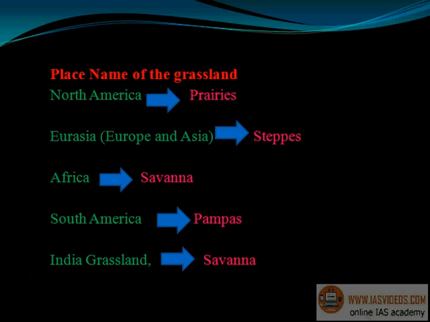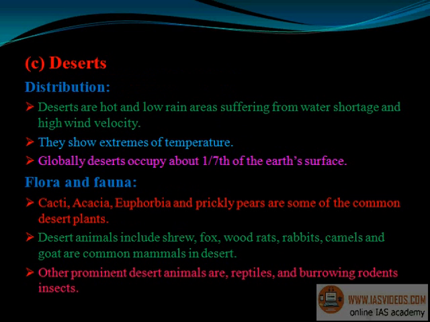Place name of the grassland. North America: Prairies. Eurasia, Europe and Asia: Steppes. Africa: Savanna. South America: Pampas. India: grassland, Savanna.